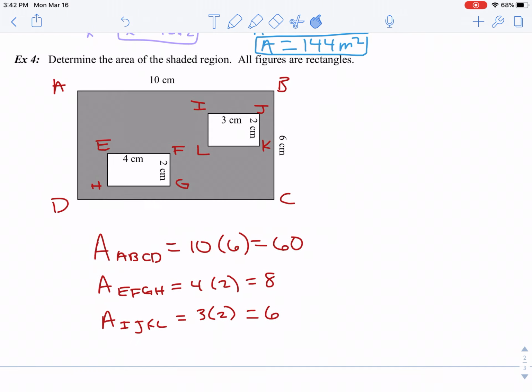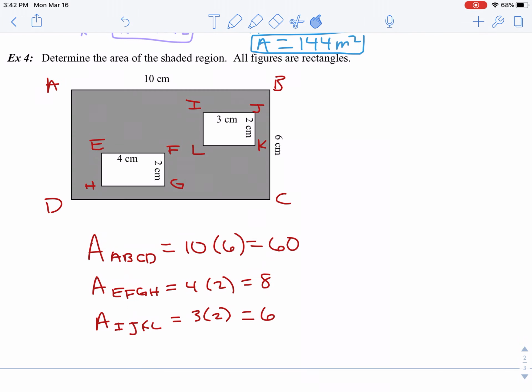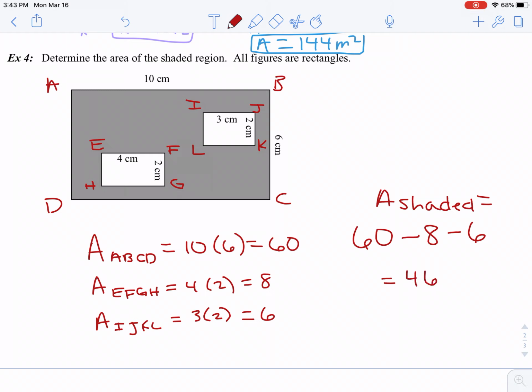Now, I found the area of all these rectangles, but really I want to know the shaded region, which is going to be the entire ABCD minus the other 2. So 60 minus 8 minus 6 is going to give us the area of the shaded region. And when I calculate that, I get 46. And I need to make sure I put my units. I should have square centimeters because we are talking about area. So it's super important that you are communicating what you are finding so that your work can be easily followed.